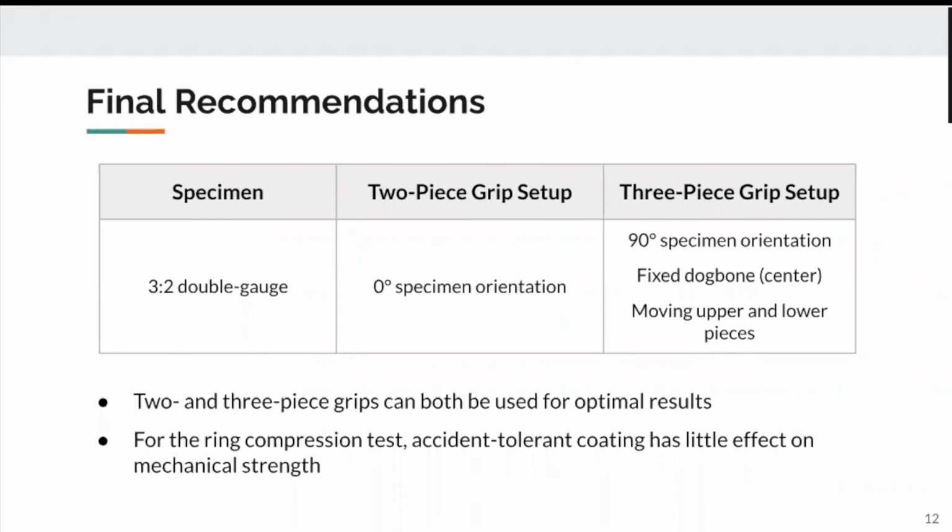Both the 2 and 3-piece grips can be used for optimal results, but the 2-piece grip gives slightly less bending outside the gauge section. For the ring compression test, the accident-tolerant coating has little effect on the mechanical strength, though the coating does limit oxidation and can improve creep resistance.